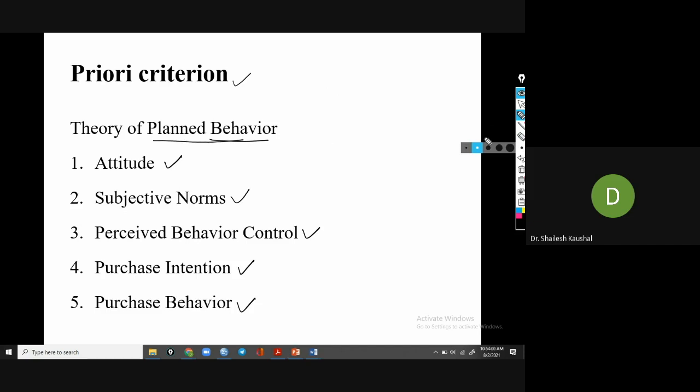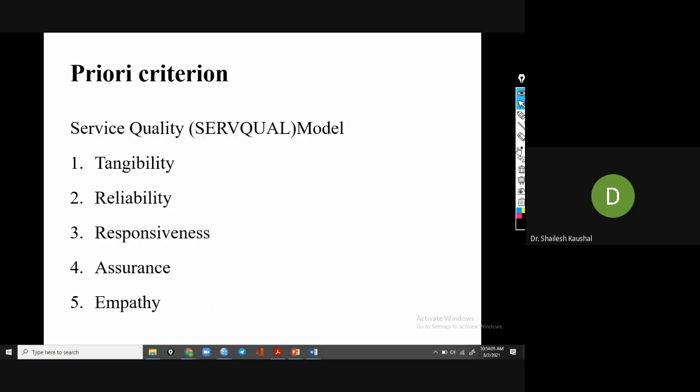Like another example of the a priori criteria, SERVQUAL, service quality. If you want to measure the service quality in higher education, then you should think how many factors we should retain to explain service quality. There are 5 factors. Through 5 factors we can explain the service quality in higher education: tangibility, reliability, responsiveness, assurance, and empathy.